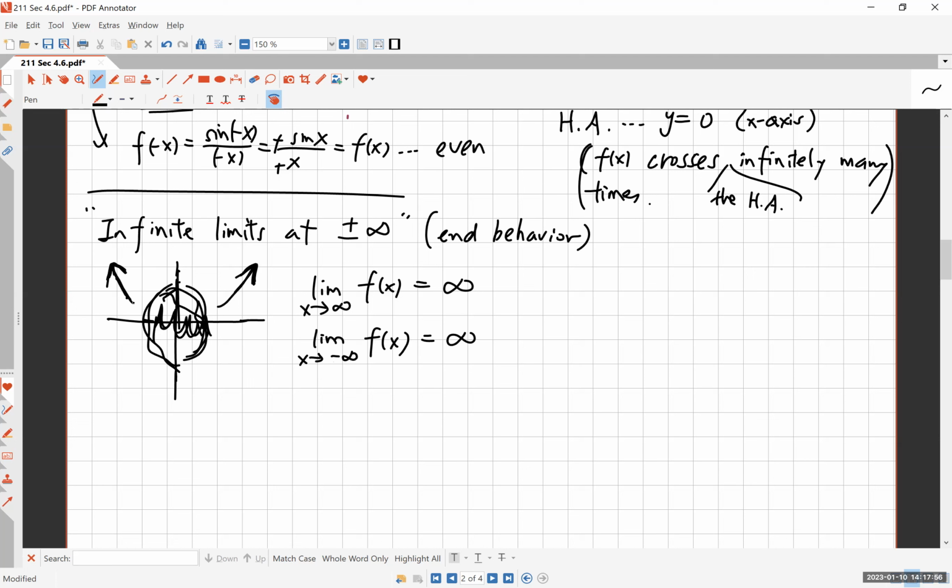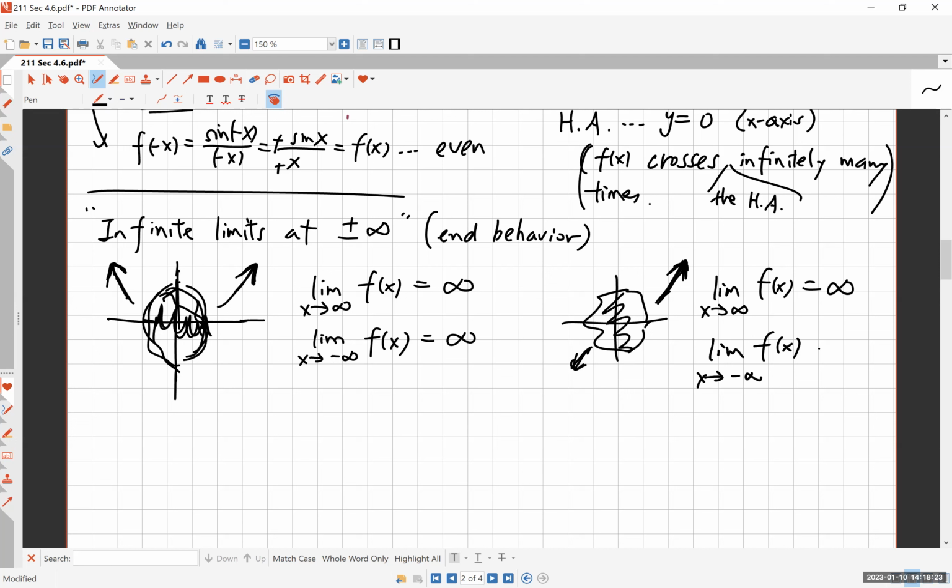Okay, and if you have some other things where all kinds of things are happening here, but eventually the function goes like this, you can say the limit as x approaches infinity is infinite. Again, this is this upward arrow. But here, the limit of f of x as x approaches negative infinity is negative infinite. Okay, I mean, you can say that the limit is not finite.